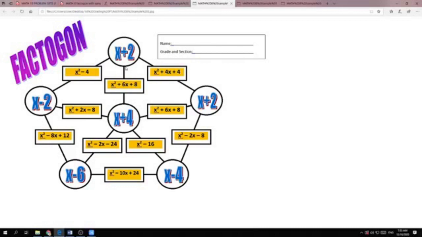So that will be our first performance task. In this performance task, you are simply developing a game for factoring. You are a game developer and the game you are developing is about factoring and you call it a Factogon.